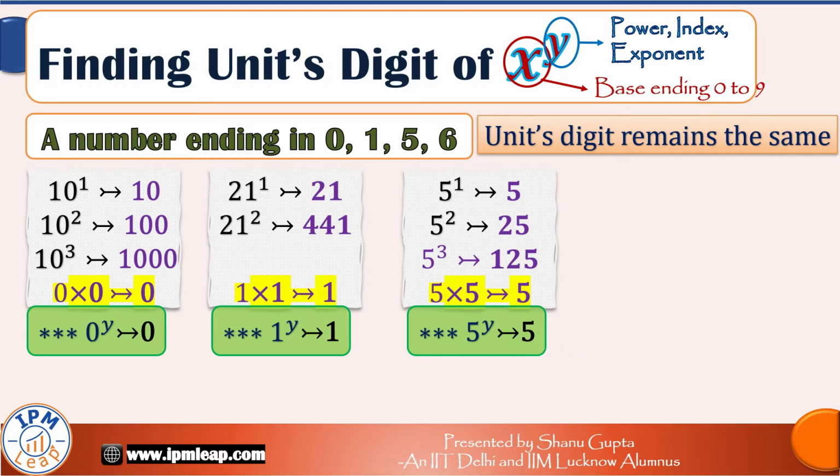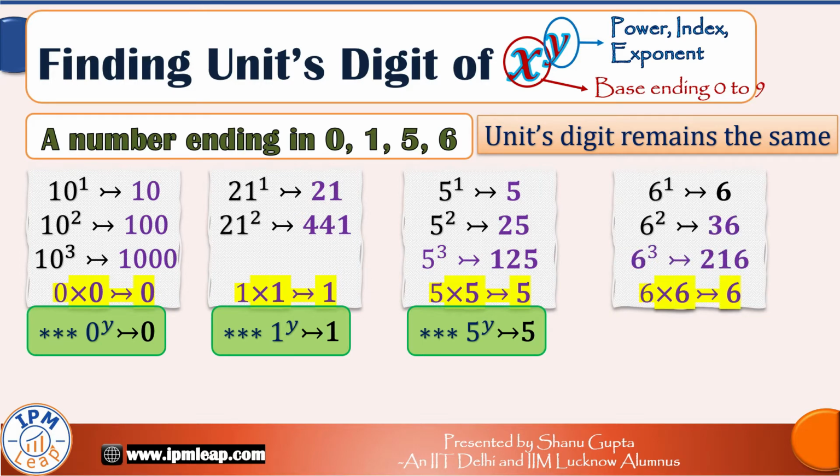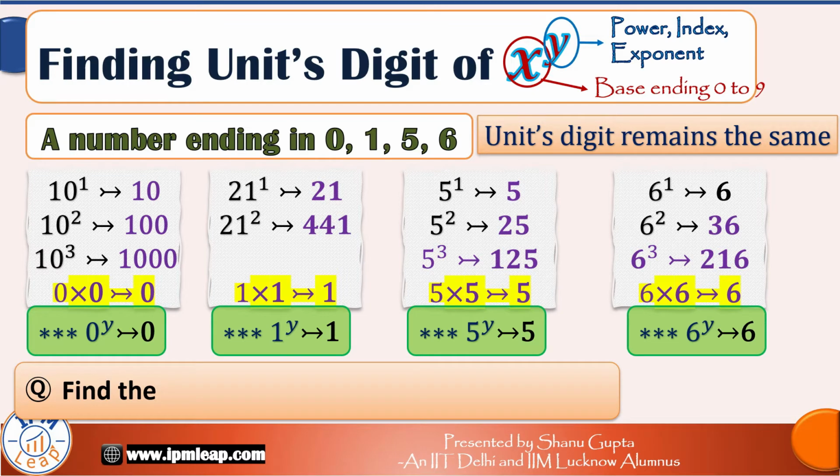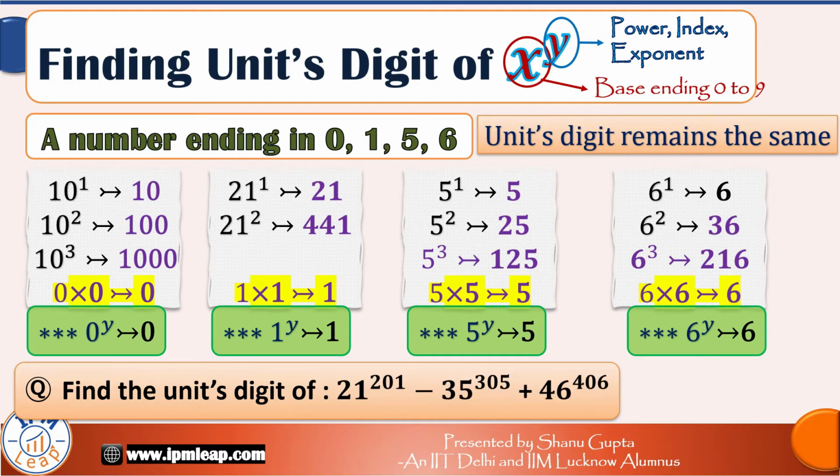And the last digit in this category is 6. 6 into 6 is 36. So a number with a units digit of 6 will always end in 6, regardless of its power or exponent. Simple so far, right? Let's apply what we have learned to the following question. Find the units digit of 21 raised to 201 minus 35 raised to 305 plus 46 raised to 406. So we know that the units digit remains the same in the case of 0, 1, 5 or 6. Our answer will be 1 minus 5 plus 6, which is 2. Our answer for this long expression will be 2.